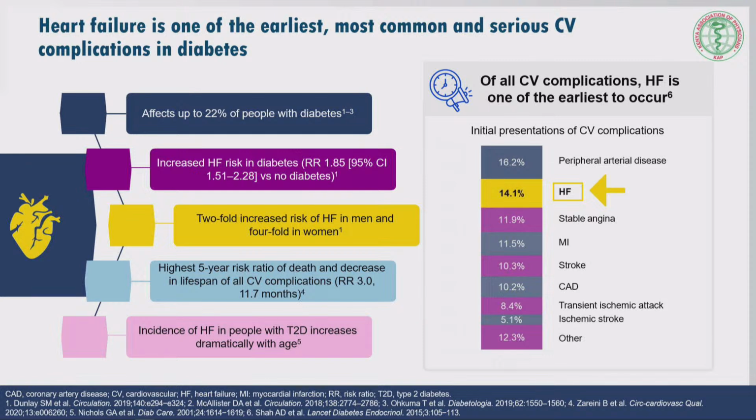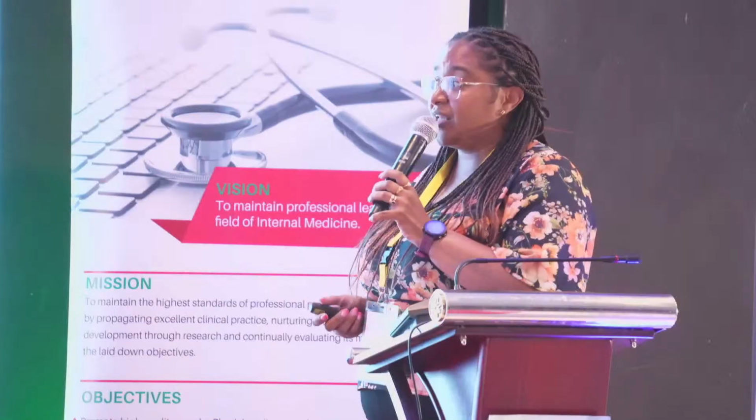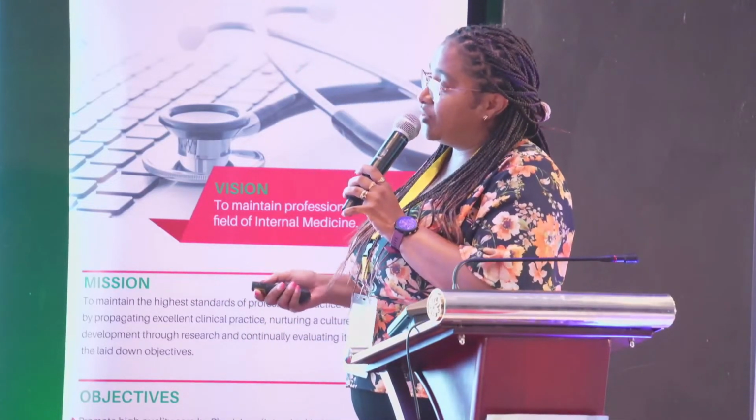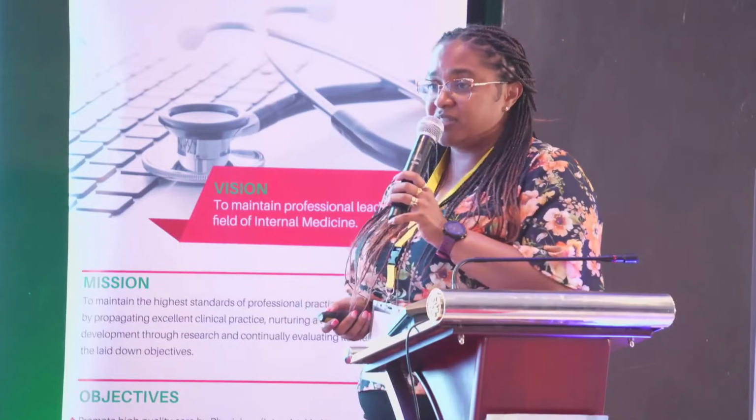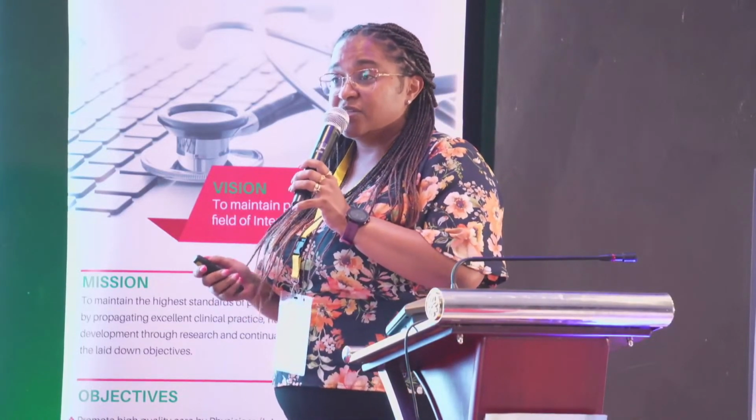Now, what is this contributing to? Further complications and ultimately death, and we find, of course, it dramatically increases with age. What they found surprisingly is that when they compared patients with diabetes with their non-diabetic counterparts, there's a 33% greater risk of hospitalization from heart failure if you had diabetes. And when you looked at the length of stay for these patients who had diabetes and heart failure, you had an overall longer length of stay and even more time spent in the ICU. And when we look at the risk of death, it's increased by threefold. So we do have a problem.